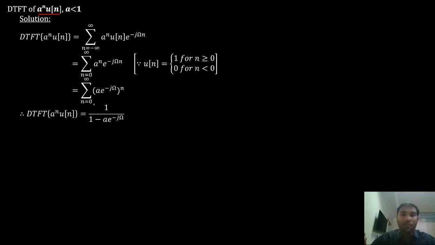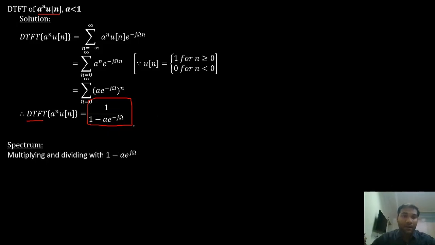Now I need to find the magnitude spectrum as well as phase spectrum. So how do I find them? First I need to calculate the real and imaginary parts of my DTFT. For that I will multiply and divide the DTFT with 1 minus a into e power j omega. The conjugate of my denominator is 1 minus a into e power j omega, so I'm multiplying my DTFT with the conjugate of the denominator.